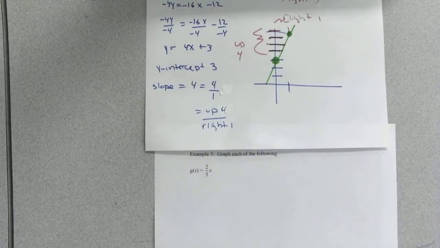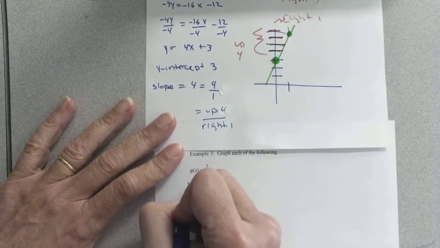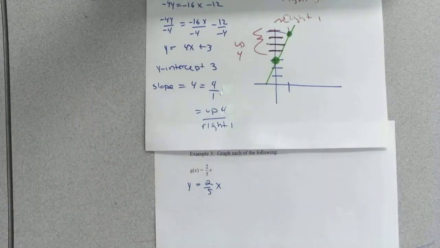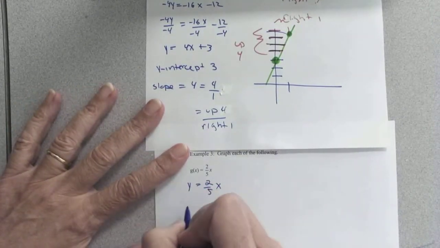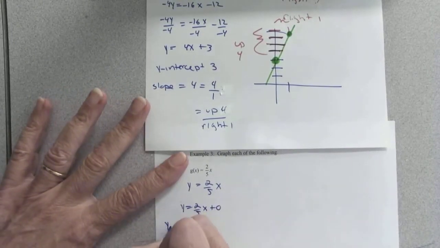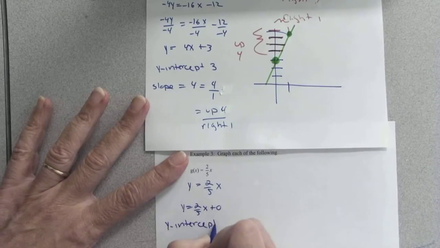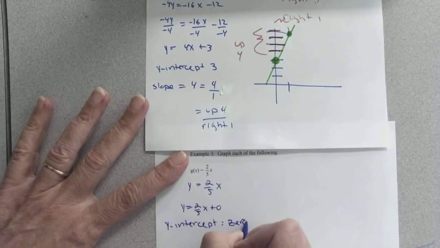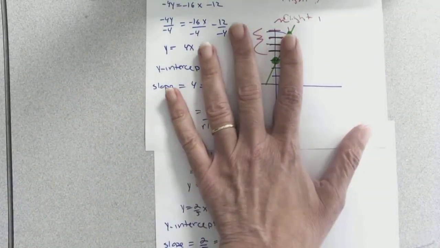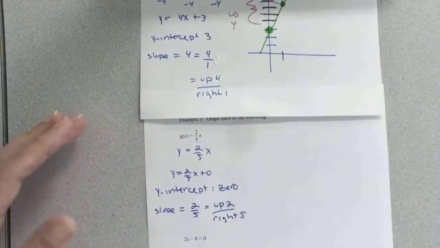Again, this one isn't particularly special, but again, they throw the function notation in there. If the function notation bothers you, just replace the function notation with y. And if we really want to be specific, that's 2/5 x plus 0. So the y-intercept is 0. My slope is 2/5, up 2, right 5. You can't see that. Up 2, right 5.